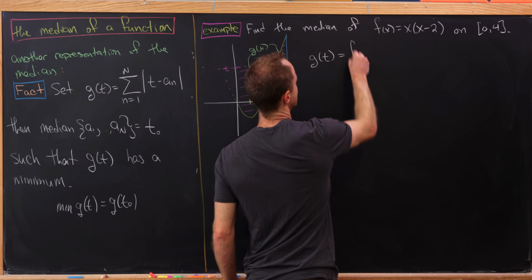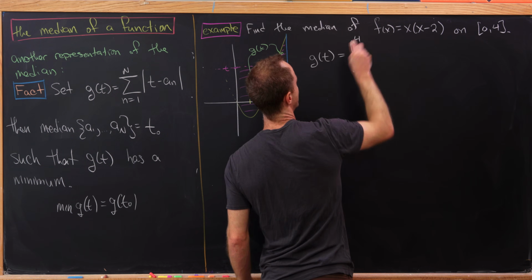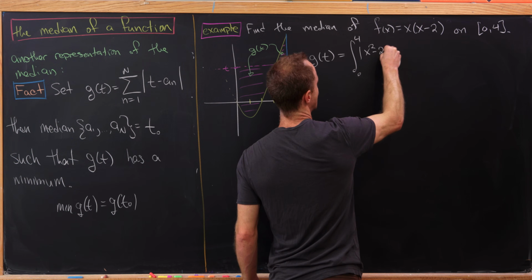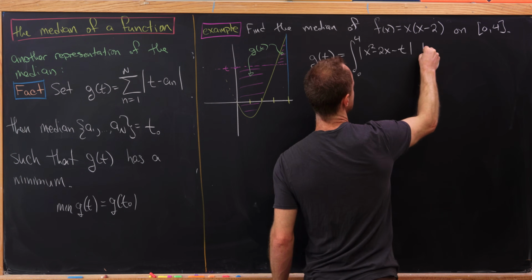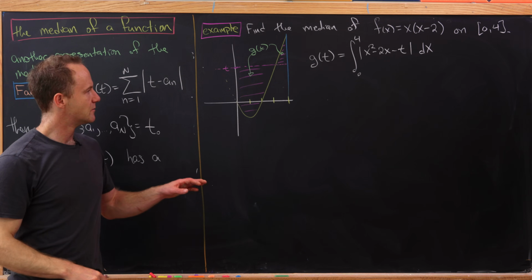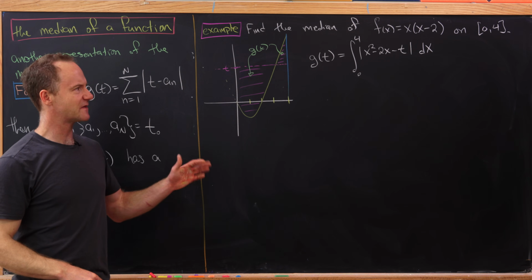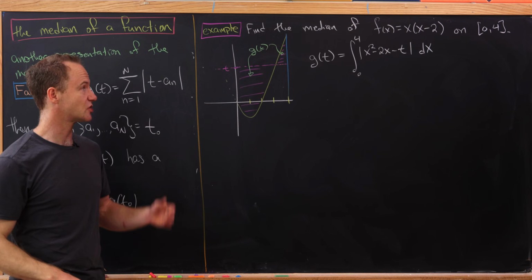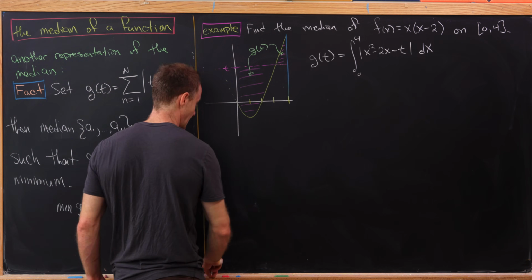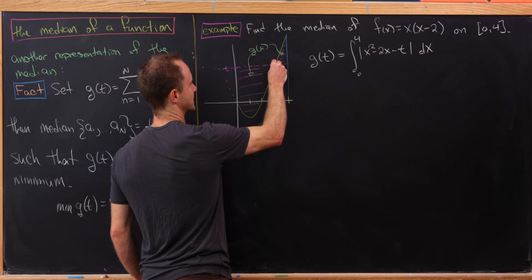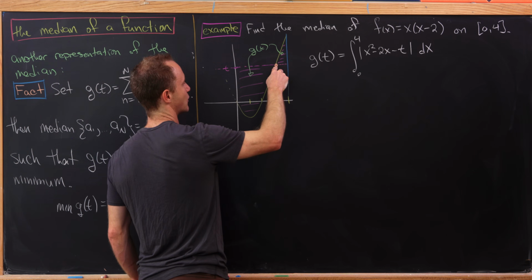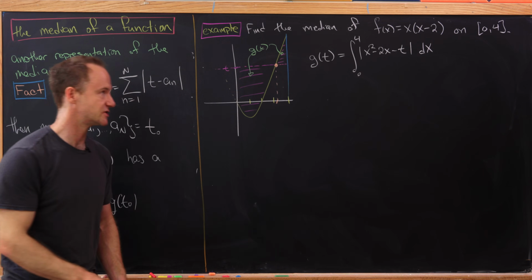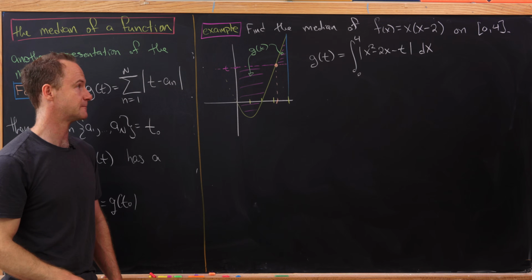So g will be the integral from 0 up to 4 of the absolute value of x squared minus 2x minus t dx. But now what's nice about this is we've got a quadratic function in x, and we can solve that for x to get an intersection point. So we can get this point right here, or at least the x coordinate of this point, in terms of t pretty easily.